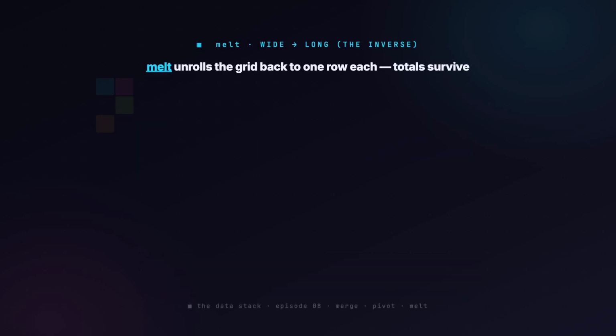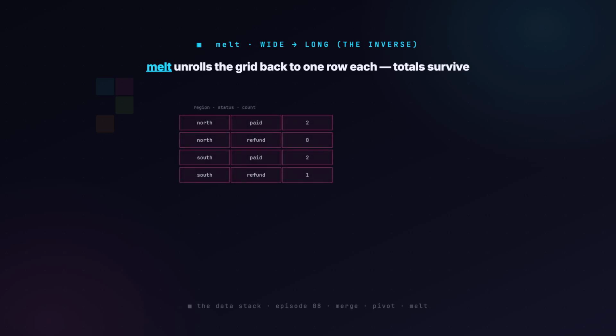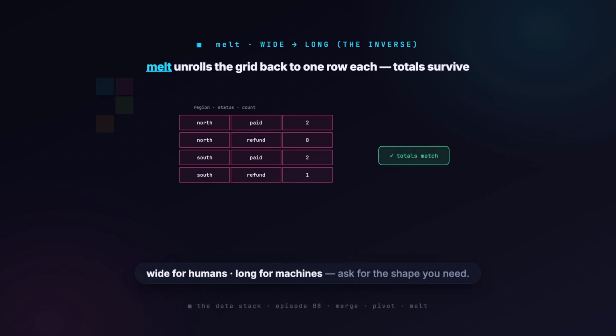And melt is the inverse. It takes that wide grid and unrolls it back to long, region, status, count, one row each, wide for humans, long for machines. Knowing both directions means you stop fighting the shape and just ask for the one you need.